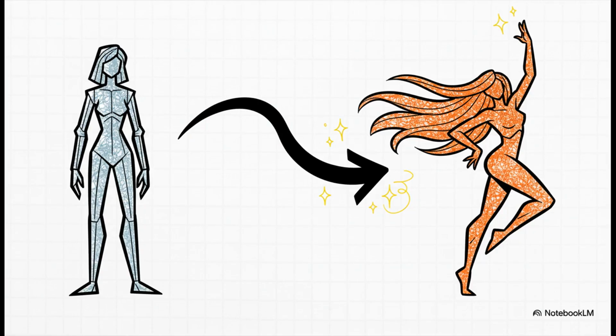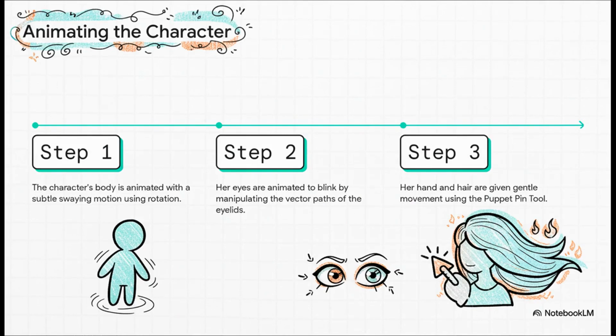All right, we're almost there. We've got the big, flashy effects in place, but now it's time for the final, subtle touches. The little things that really sell the illusion. Because right now, our main character is still just a static drawing. It's time to actually bring her to life. And this happens with 3 really subtle animations.